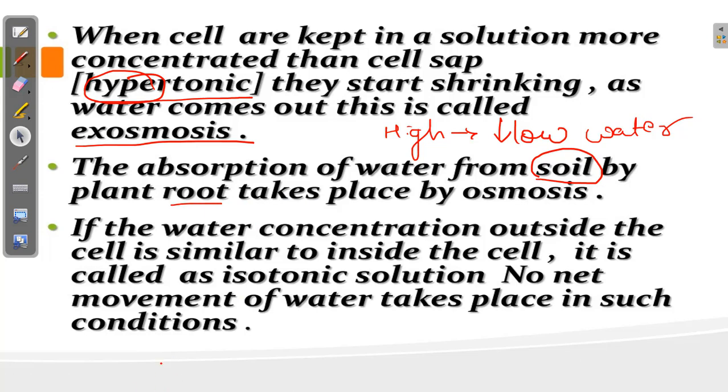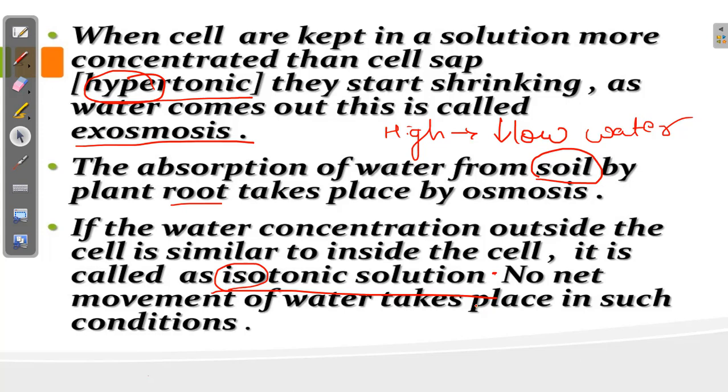And the last type of solution is isotonic. There are some solutions in which the solute and the solvent concentration will be equal. If the water concentration outside the cell is similar to inside the cell, it is said to be isotonic. Neither low nor high. In that case, will the water move from the cell to the external environment? No, there will be no net movement of water in isotonic solution.